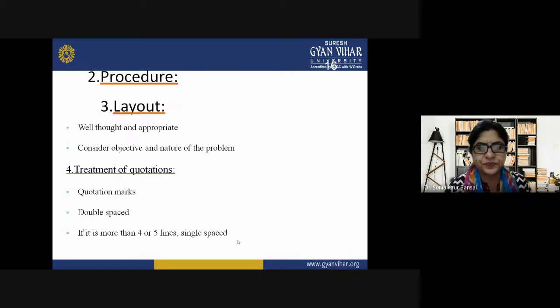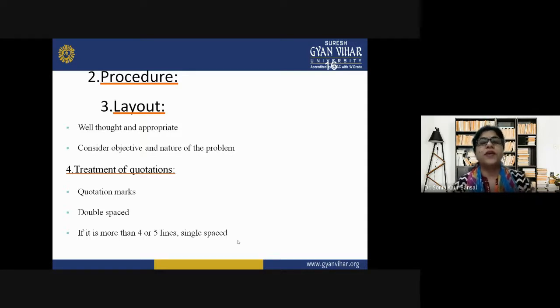All right. Now let's discuss procedure and layout. It should be well thought out and appropriate. Consider the objectives and nature of the problem, how you are going to write it. So what is your research problem, why do you want to write it? You have to be very clear in procedure and layout. General objectives, objectives and hypothesis, and the nature of the problem are really very important to understand and give a very good thought to.